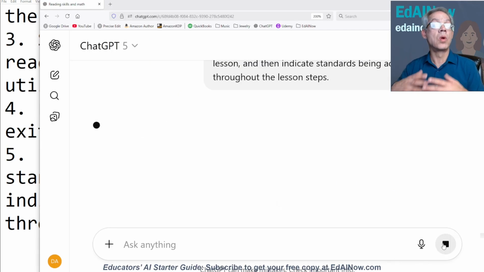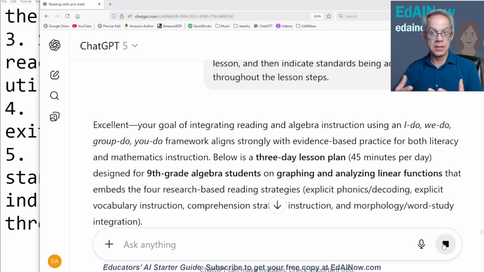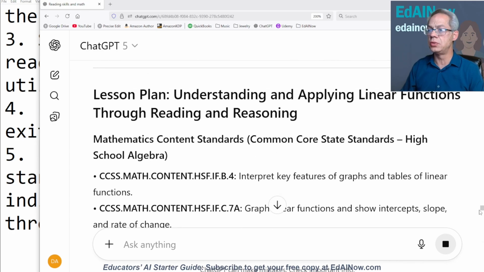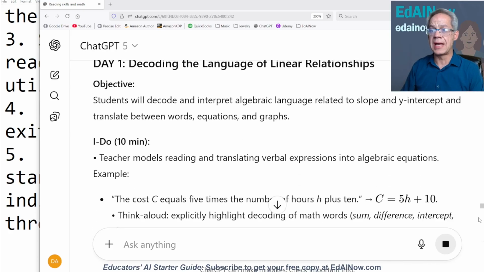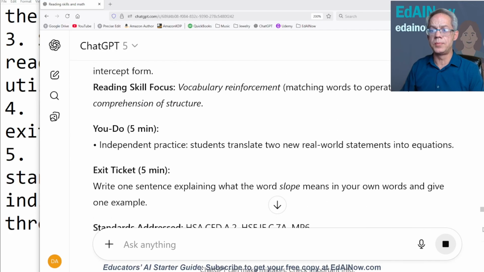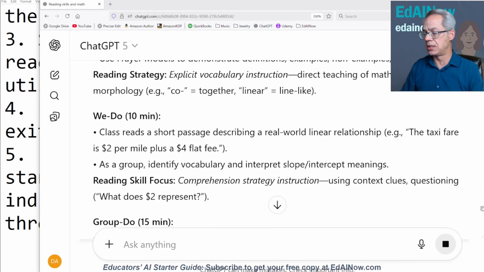And now we're going to have a nice, robust plan to help kids to develop their mathematical skills, but at the same time, build up their reading skills so they can begin to master both. And very briefly, how does it look? We've got our content standards. We've got day 1, we do, group do, you do, and so on. And this is going to go on for a while. But basically, that's the strategy for helping kids learn math by incorporating effective reading instruction at the same time.